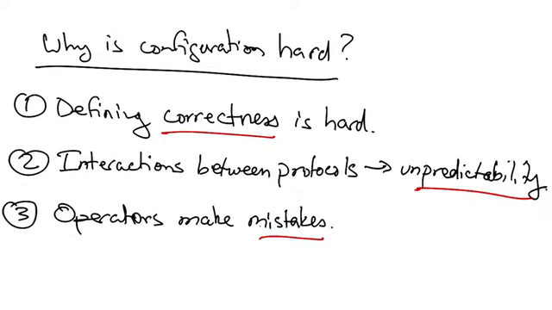The third reason that configuration is hard is that operators simply make mistakes. Configuration is difficult, and network policies are very complex. Furthermore, network configuration has historically been distributed across hundreds or more network devices across the network, where each device is configured with vendor-specific low-level configuration.